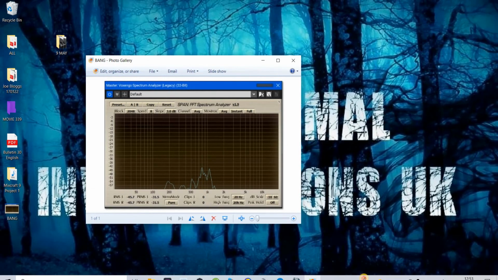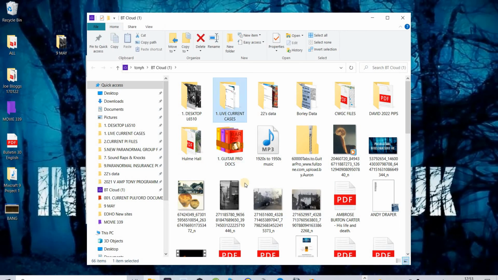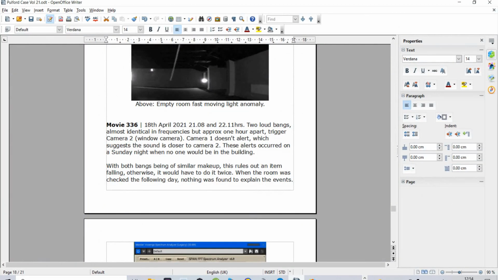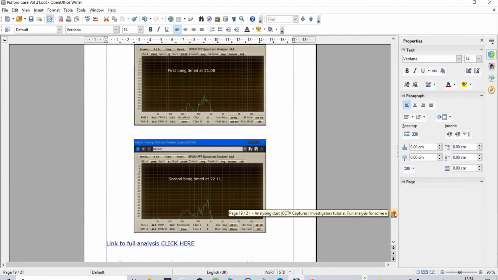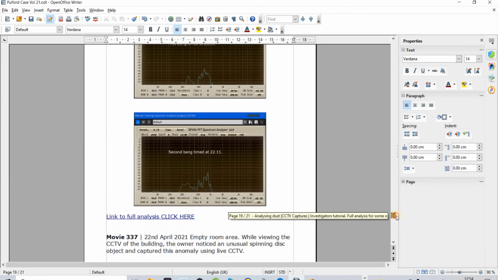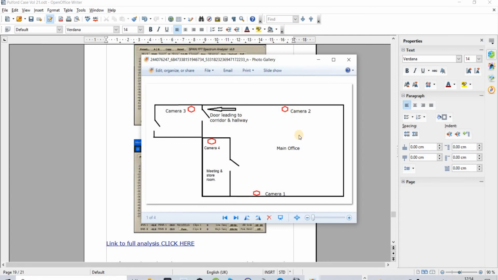That's a very, very similar frequency. So the two early ones, there we are. This is the main office for the two on the 26th. Which is these two here. So what I'm actually going to do is main office area. Missed it out before. So these two, both off the window camera, these two here, which is that there. This is in the main office, the other side of the building. So that's the camera that recorded these two bangs.